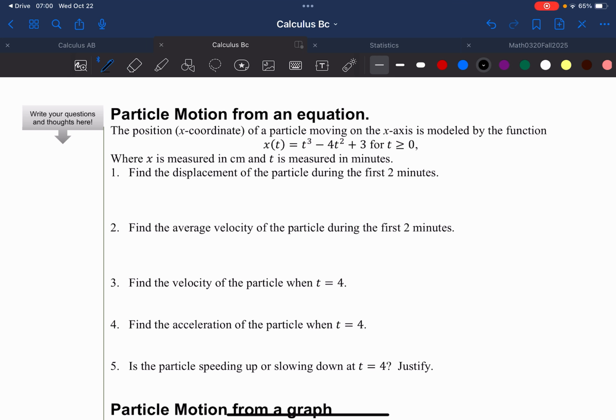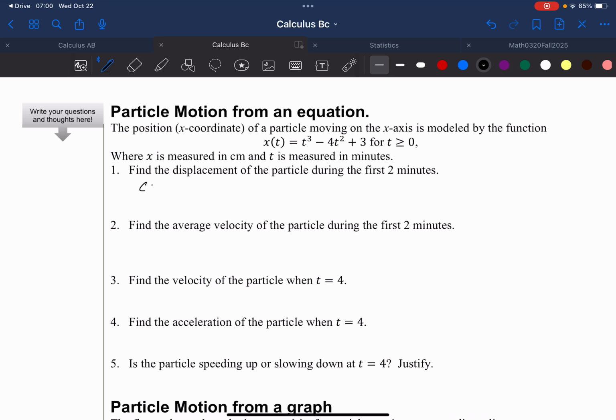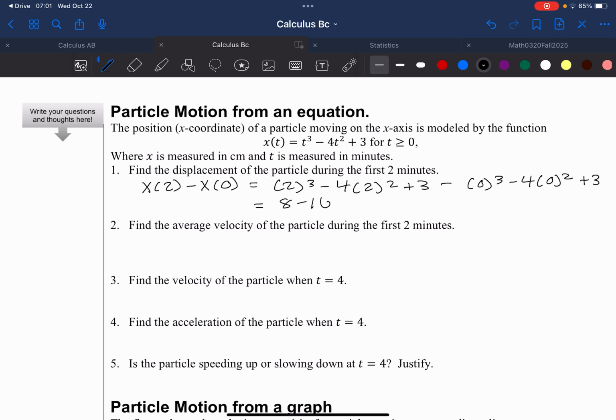Well, we know displacement of the particle is going to be x of 2 minus x of 0. And then what I'm doing is plugging 2 and 0 into the function. So this is 2 cubed minus 4 times 2 squared plus 3, minus 0 cubed minus 4 times 0 squared plus 3. Well, this gives me 8 minus 16, which is negative 8. So that means the displacement is going to be negative 8 centimeters.